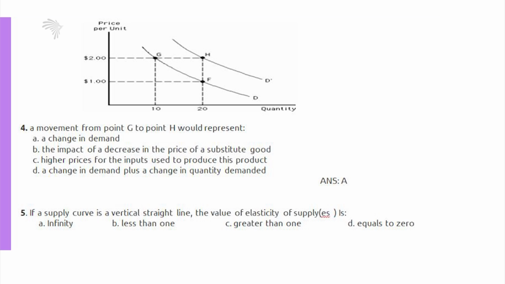Question 5. If a supply curve is a vertical straight line, the value of elasticity of supply is A, infinity. B, less than 1. C, greater than 1. D, equal to 0. The answer is equal to 0, which is D.